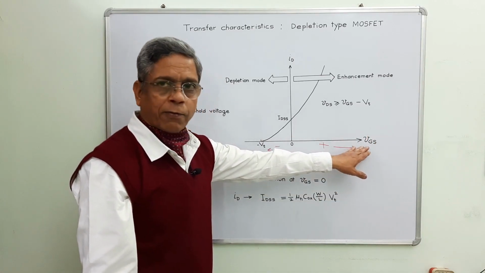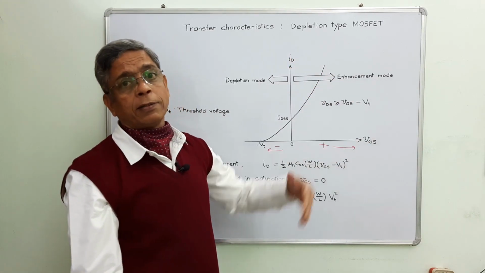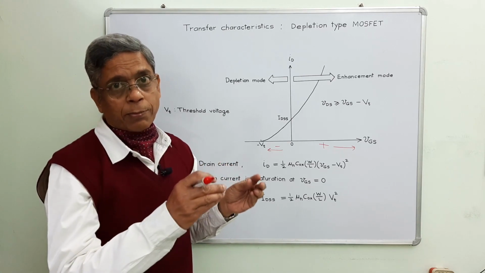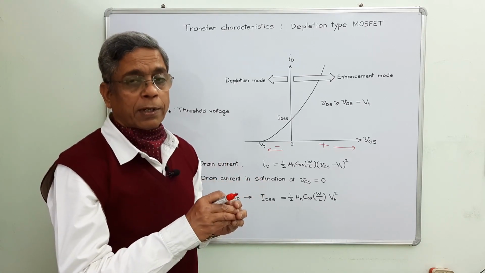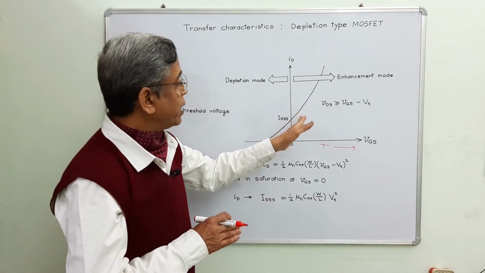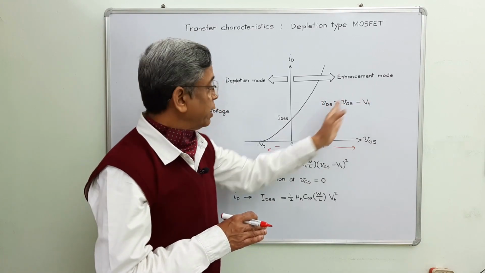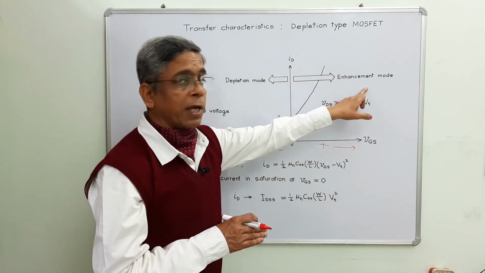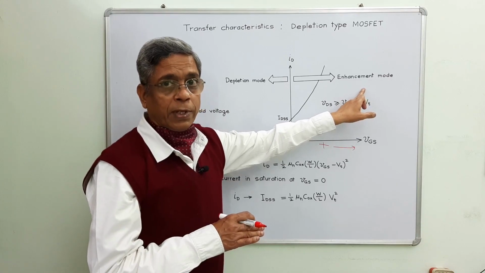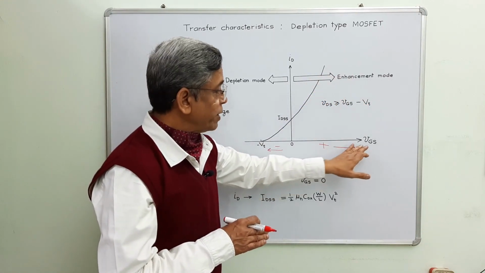A positive gate voltage on depletion type MOSFET will enhance the conductivity of the channel between the drain and the source, resulting in an increase in current. Current will increase with VGS in enhancement type mode. This section is called enhancement mode. I mean, this device is working in enhancement mode when VGS is positive.